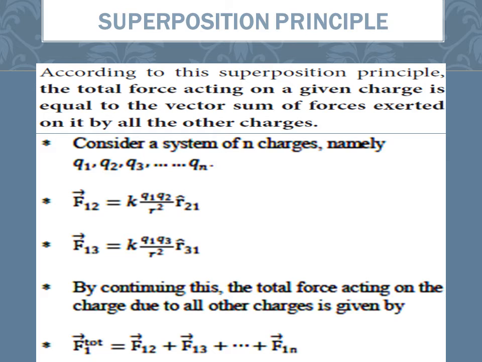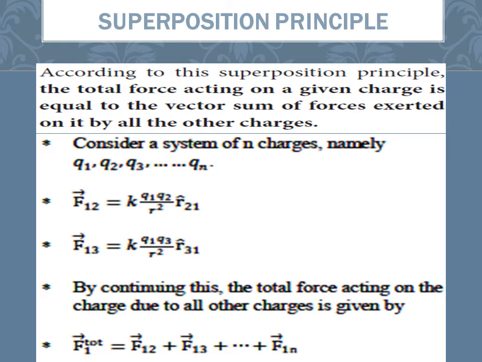See the first equation, F12. This is the force experienced between the first charge Q1 and the second charge Q2. According to Coulomb's electrostatic force, the equation is K Q1 Q2 by R squared, where R is the distance between the first and the second charge. Now you know K is equal to 1 by 4 pi epsilon naught.